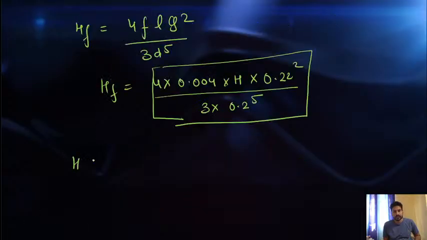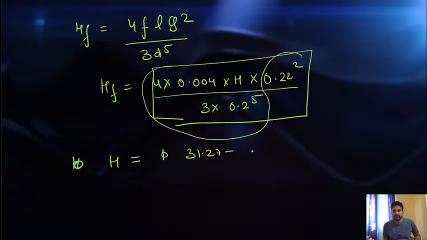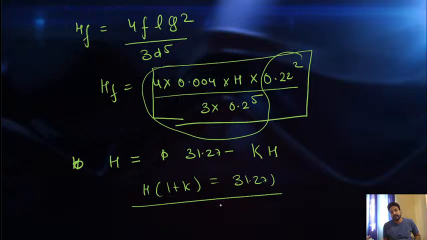I hope you understood what I'm trying to say. Right? H is equal to HT, means 31.27, minus whatever this constant is. This constant, let's suppose it is K times H, and this is actually H into 1 plus K is equal to 31.27. ठीक है, यहाँ से आप H निकाल लेंगे, क्या आएगा आपका H? Clear? Is it clear to you?